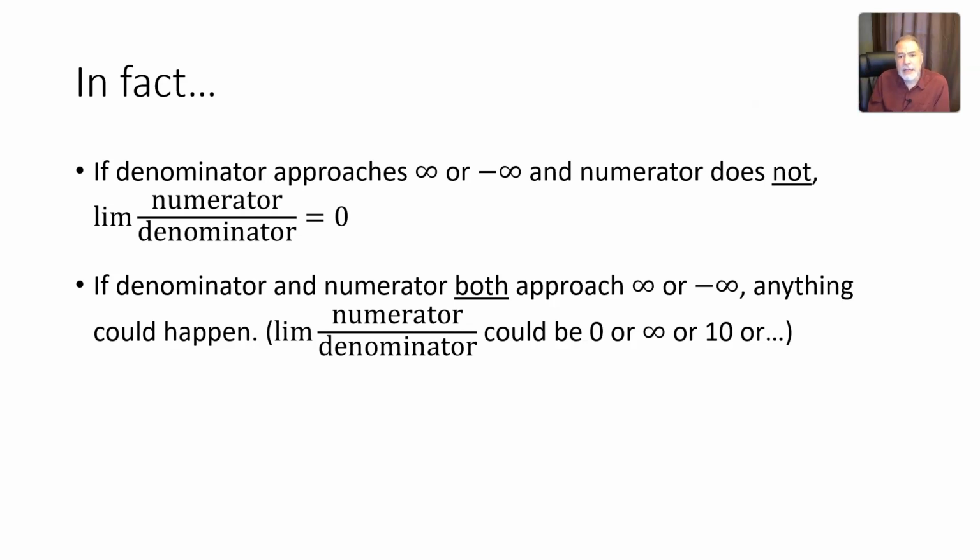Now, on the other hand, if the denominator and the numerator both approach positive or negative infinity, then just from that, you can't tell what the limit of the whole thing is.